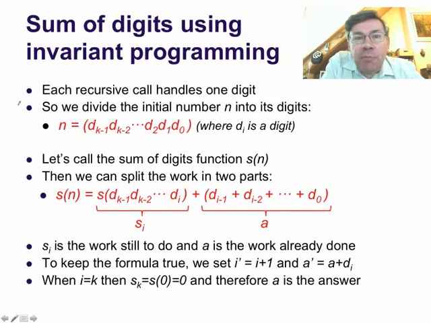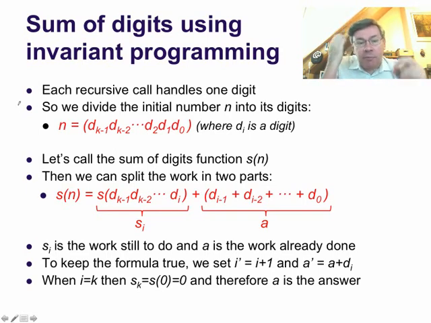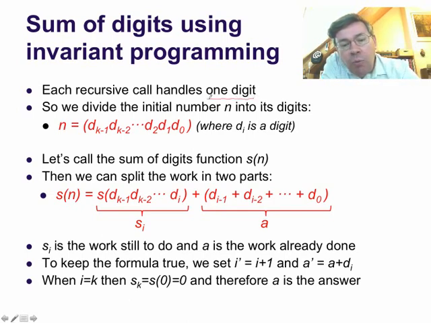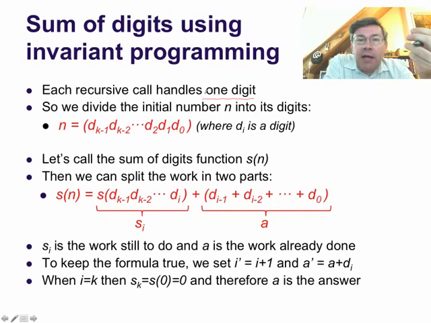Now let's see how to use the principle of communicating bases with the sum of digits function. Now that we did it for factorial, we get back to sum of digits. So in sum of digits, we notice that each recursive call will handle one digit. So the idea is to split the work into pieces where each piece corresponds to one digit.